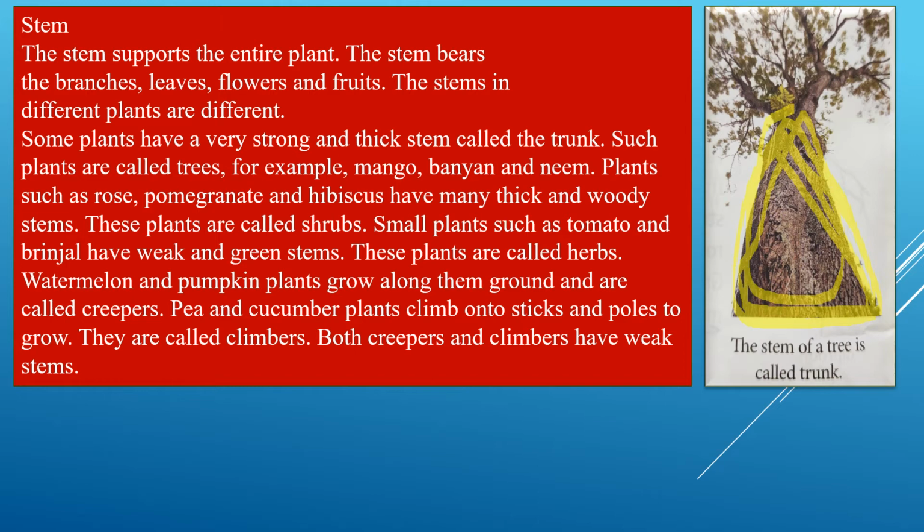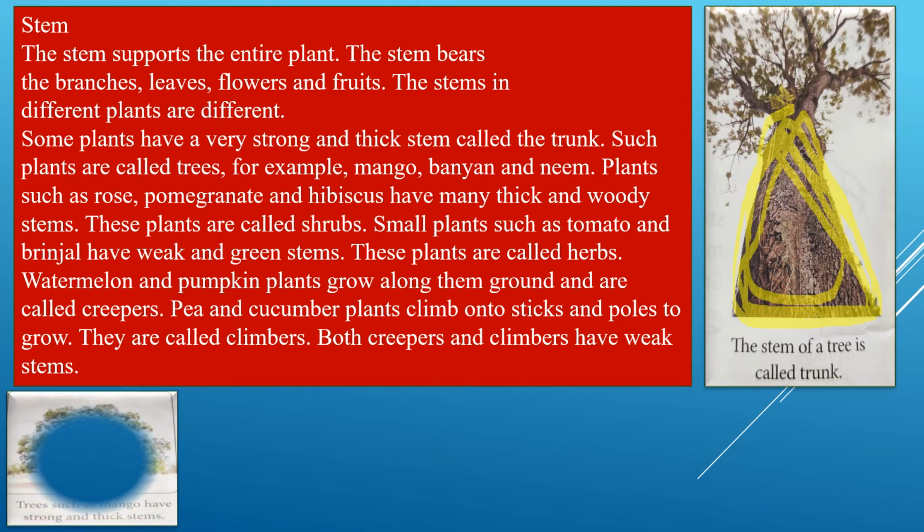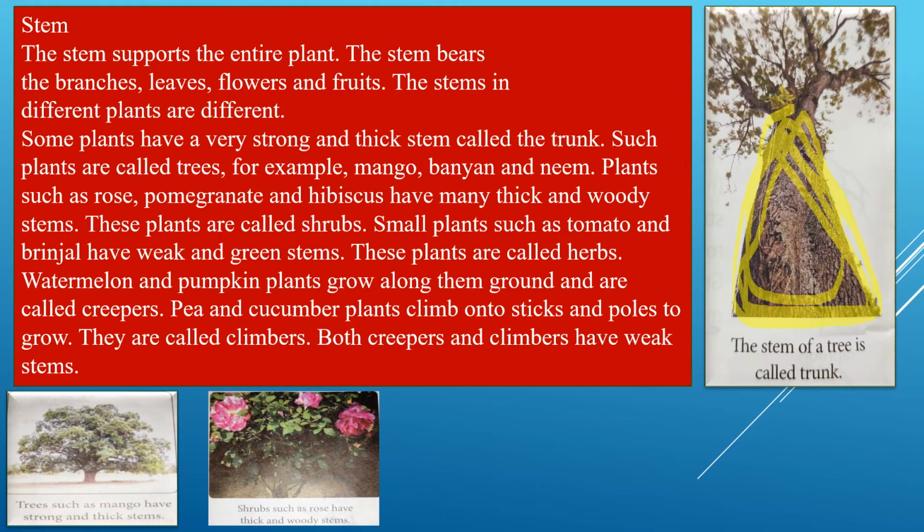Plants such as rose, pomegranate and hibiscus have many thick and woody stems. These plants are called shrubs. So those plants have many stems. They are called what? Shrubs. Small plants such as tomato and brinjal have weak and green stems. These plants are called herbs. Watermelon and pumpkin plants grow along the ground and are called creepers.